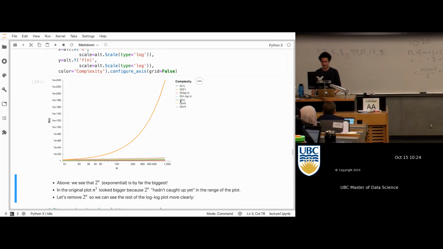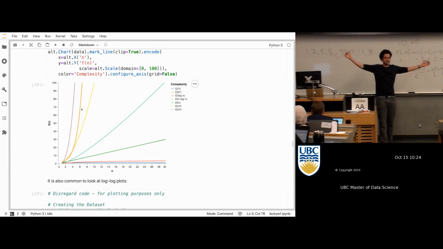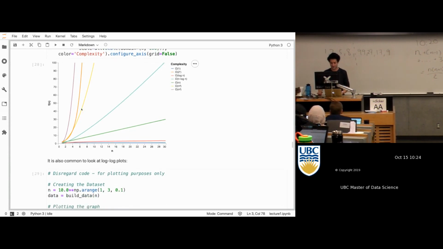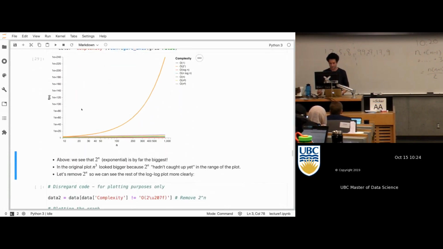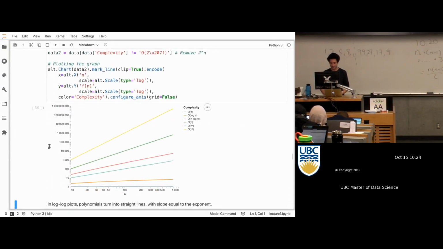Right, so in the original plot, just scrolling up here, n cubed was actually ahead of 2 to the n, but that's just because the plot didn't go far enough. But 2 to the n is actually much, much faster growing. Okay, so I'm just going to remove 2 to the n and plot it again.